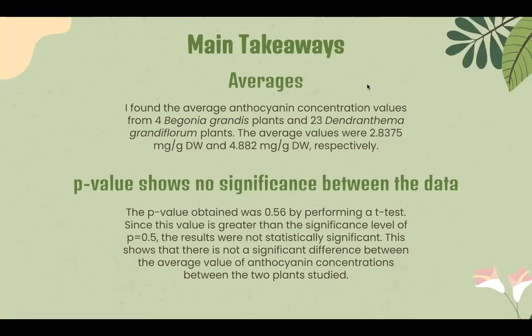The main takeaways from my study were I found the average value for 4 Begonia grandes plants and 23 Dendrothemia grandiflorum plants. The average values I obtained were 2.8375 milligrams per gram dry weight and 4.882 milligrams per gram dry weight, respectively. I also conducted a t-test and obtained a p-value of 0.56, which is greater than the significance value of 0.5. Since the p-value is greater than the significance level of 0.5, I concluded that there is no significant difference between the average value of anthocyanin concentrations between the two plants that were studied.